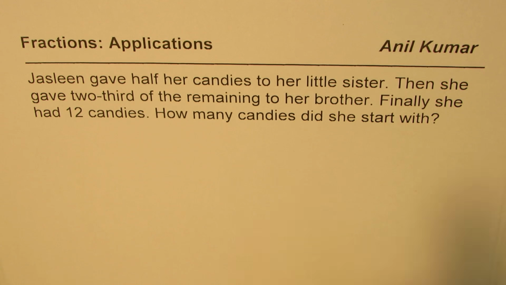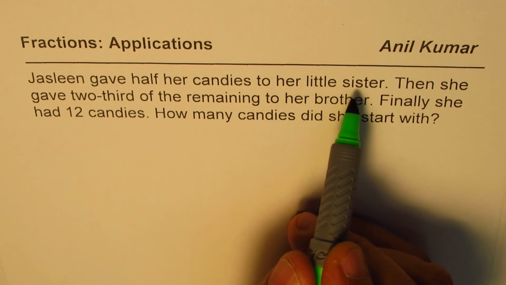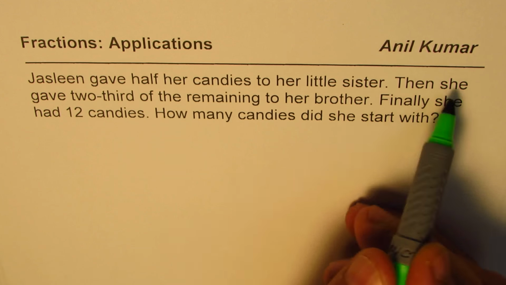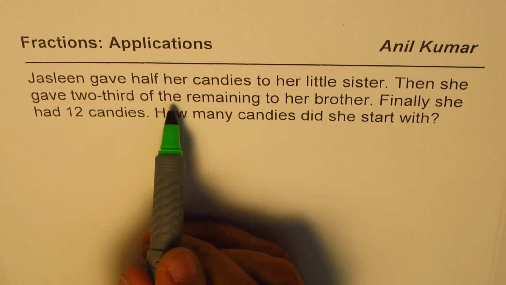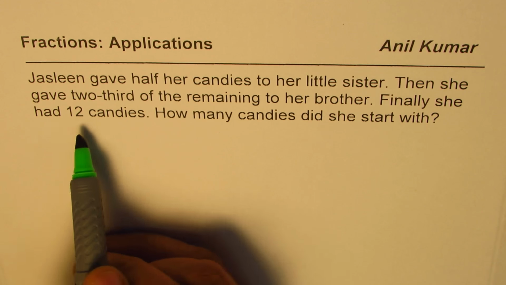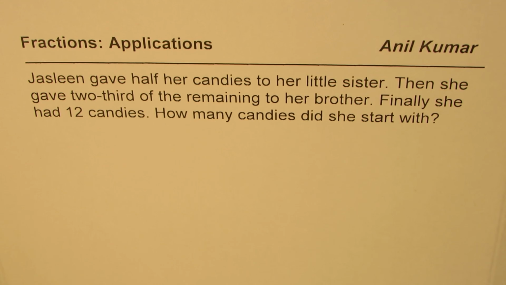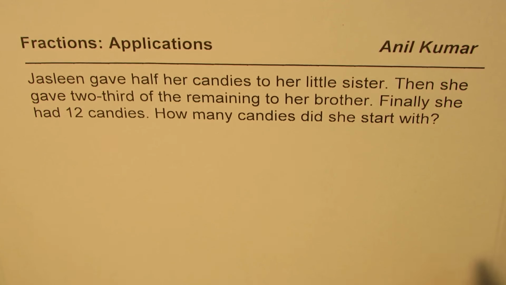Let's read the question once again. Jesslyn gave half her candies to her little sister. Then she gave 2/3 of the remaining to her brother. Finally, she had 12 candies. How many candies did she start with? That's the question. How to do such a question? Well, it is definitely related to fractions.